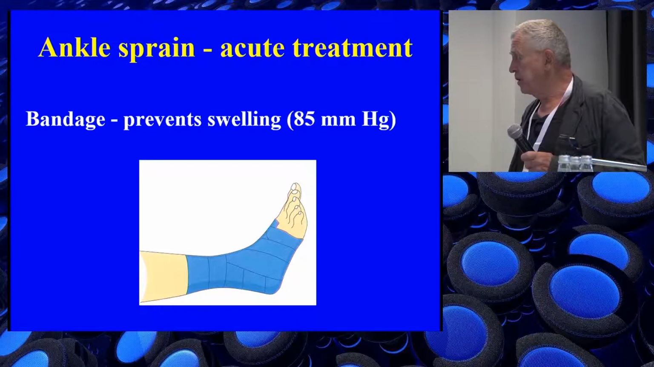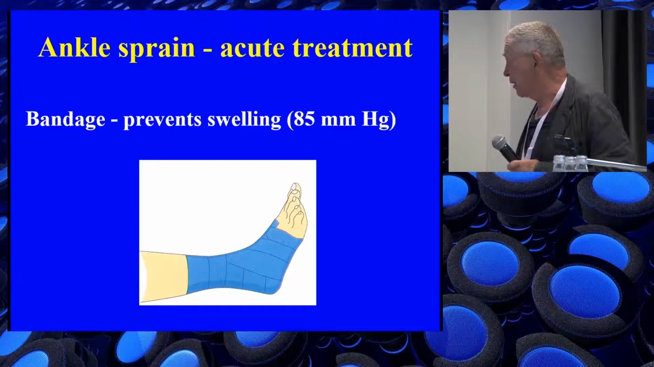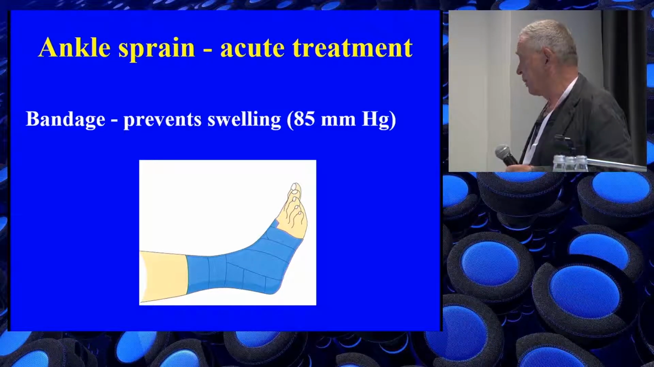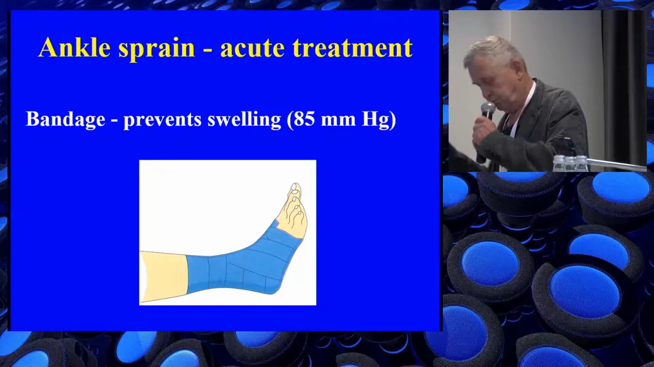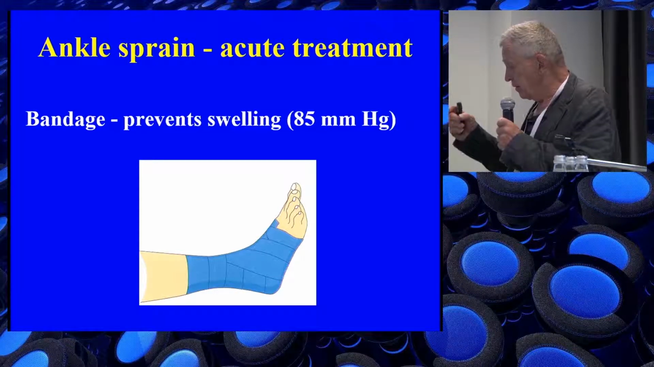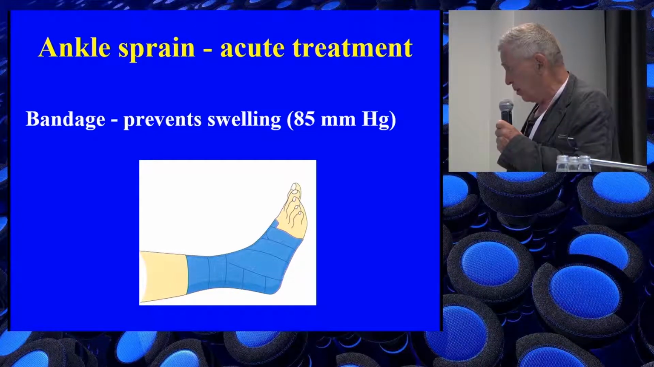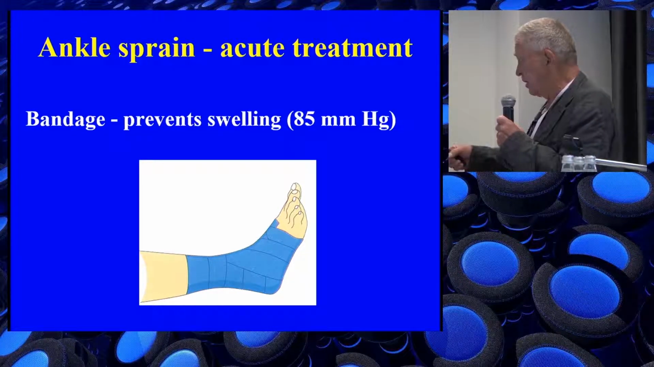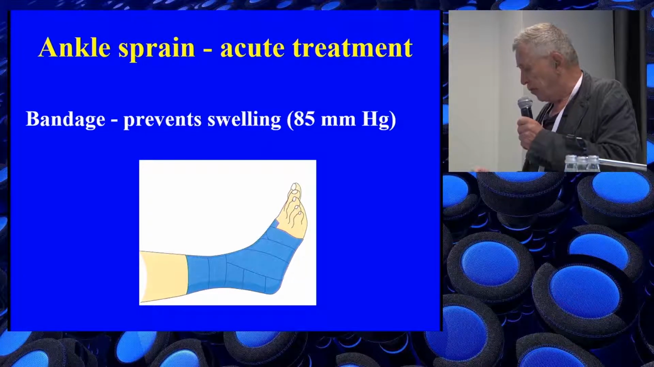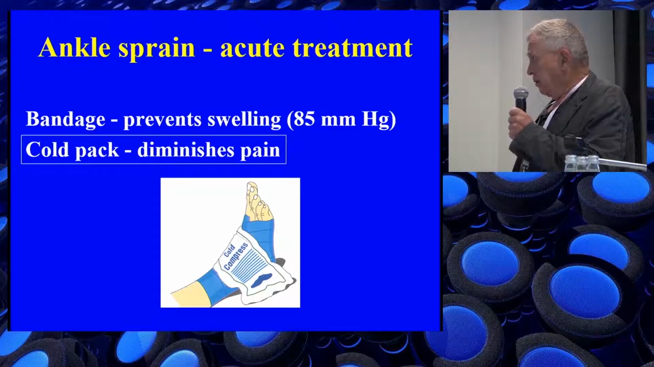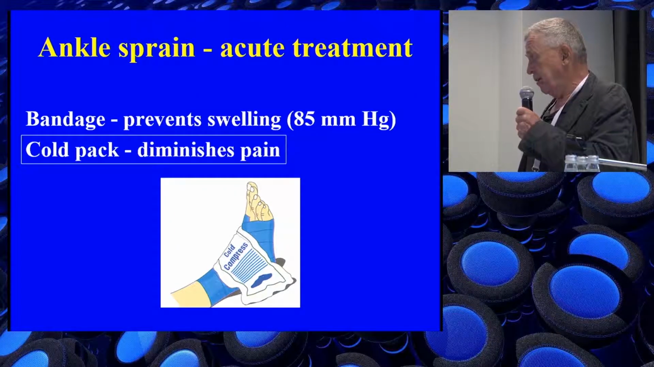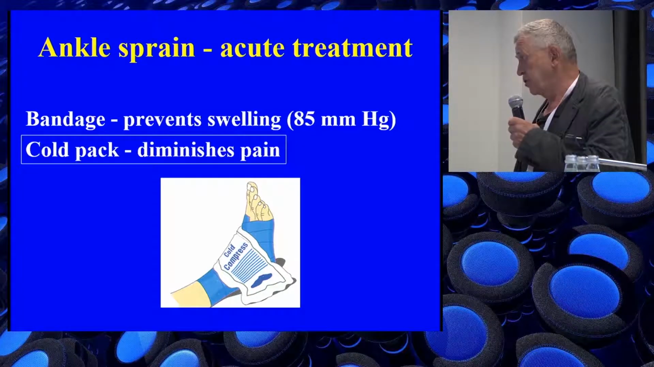Okay, so how do you treat an acute ankle sprain? The most obvious thing when the patient comes in is a swelling, and if you are aware of that, the first thing you have to do is to try to diminish the swelling as much as possible. The easiest thing is to have a bandage, and you have to tighten it rather much just to prevent the swelling from coming. You can use a cold pack that will not prevent the swelling, but it will give the patient less pain, which of course is good.